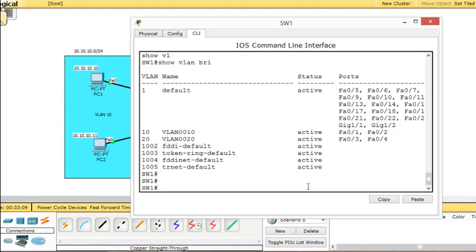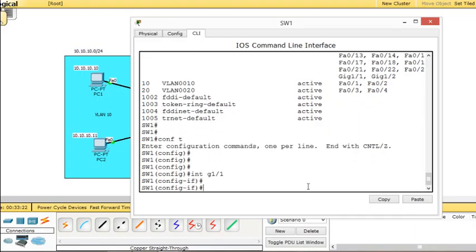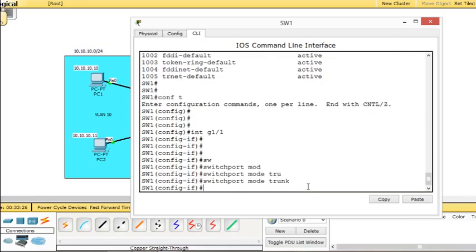Now let's configure the trunk interface to which the router is connected. So we put this interface, gigabit 1/1, into mode trunk, so it will be statically configured for trunk.